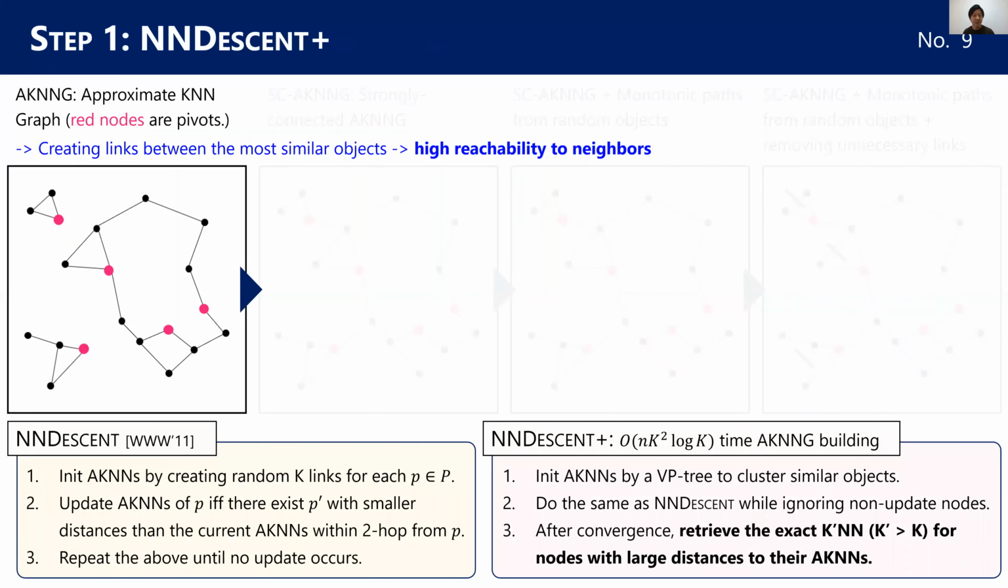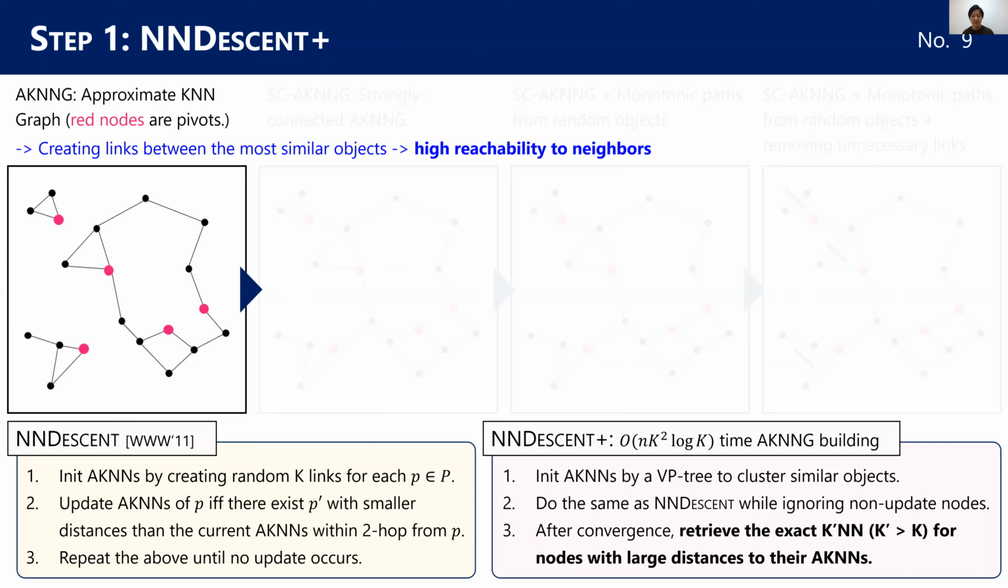In the first step, we build an approximate k-nearest neighbor graph. In this graph, each object has links to its approximate k-nearest neighbors. So we can expect that each object has high reachability to its neighbors. Essentially, this graph is built by NN descent, a state-of-the-art algorithm for building an approximate k-nearest neighbor graph.